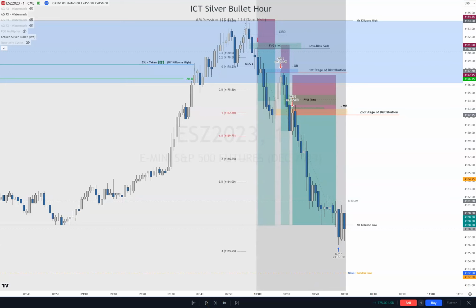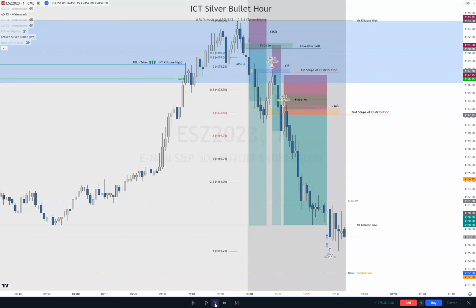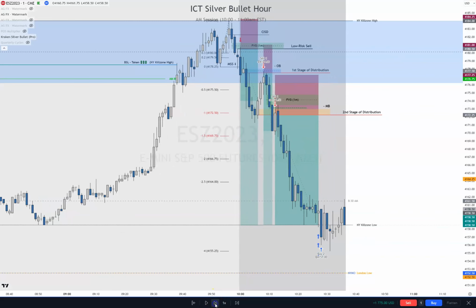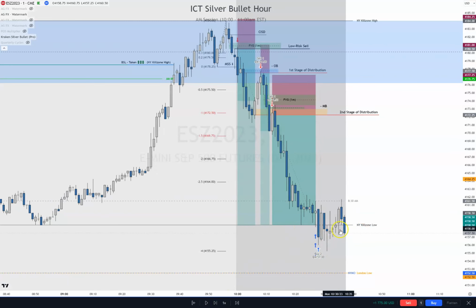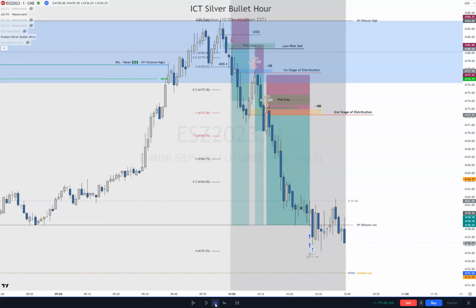Let's just take our contracts right off there. We're taking us off there. We got out right there. Almost the same kind of thing. See if it takes out the London low. Like I said, first target was the New York Killzone. I want to see if it takes out the London low as well.